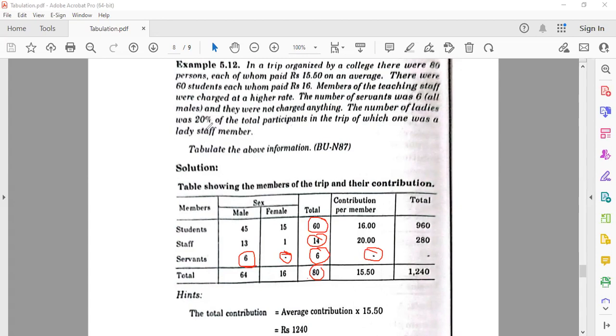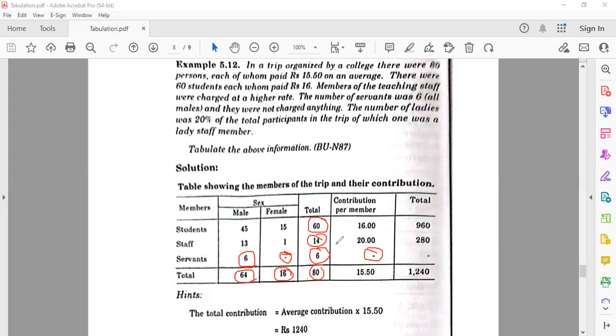The number of ladies were 20% of the total population. So 20% of 80 is 16. Remaining, 80 minus 16 gives you 64. That is the male population. Now, how do you calculate this one? We know that the total number of students is 60. The contribution is 16 rupees. So therefore, total contribution comes to 960.